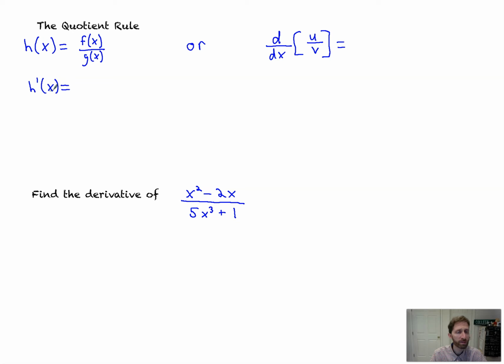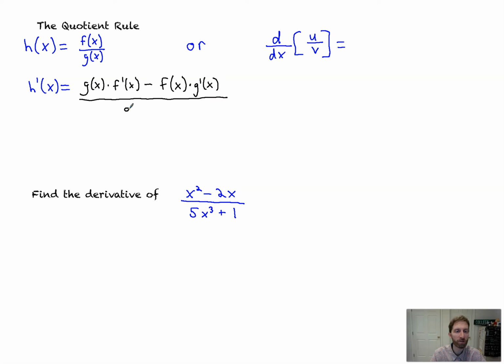So h prime is very simple. It's the bottom times the derivative of the top. That would be g of x times f prime of x. Bottom times derivative of the top minus the top times the derivative of the bottom, all over the bottom squared.